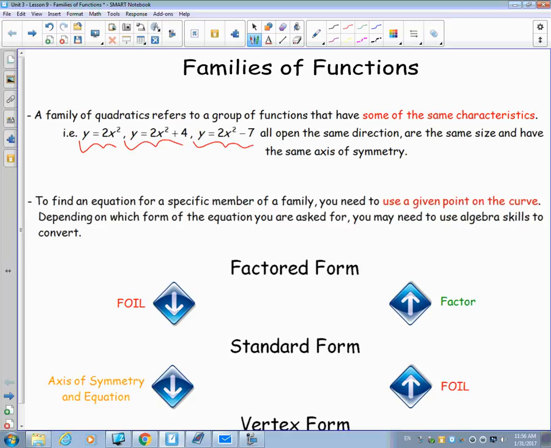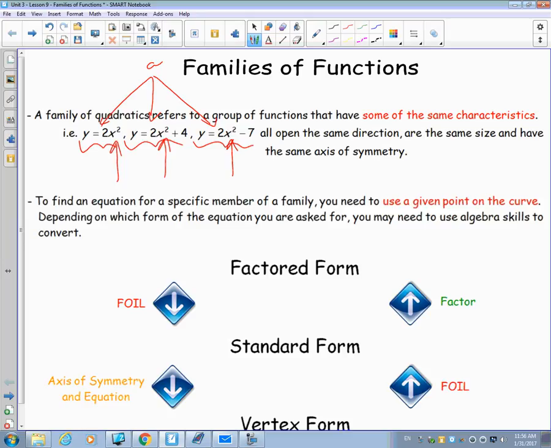Well, some things are true about all three of those. The fact that they all have the number 2 in front of the squared term, the same a value, means they all have the exact same size. They all have the same direction. The fact that they are in vertex form and they have an h value of 0 also tells us that they all have the same axis of symmetry. Now the other number tells us something different. They all have different y-intercepts. They have different vertices. Okay, so they have some characteristics that are the same, but also some that are different.